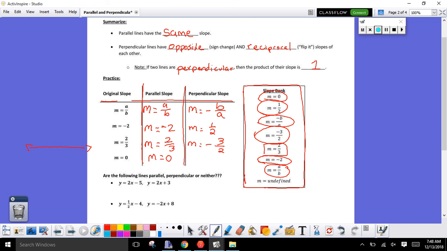Now let's talk about the perpendicular one. If I have a horizontal line, a line that will be perpendicular to a horizontal line will be a line that is vertical. Okay, a vertical line would be perpendicular to a horizontal line. Horizontal always has a 0 slope. My vertical line, on the other hand, is going to have an undefined slope. Therefore, our answer for perpendicular is going to be an undefined slope.